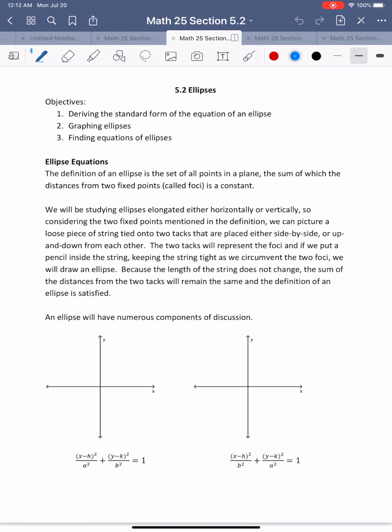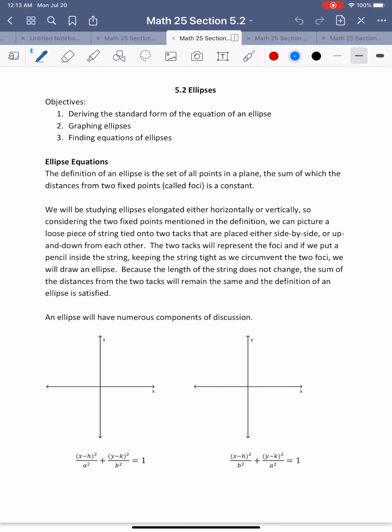Hello, this is section 5.2, ellipses. So we talked about circles. Now we're going to talk about ellipses in 5.2. Number one is deriving the standard form of the equation of an ellipse, and then graphing ellipses. And number three is finding the equation of ellipses.